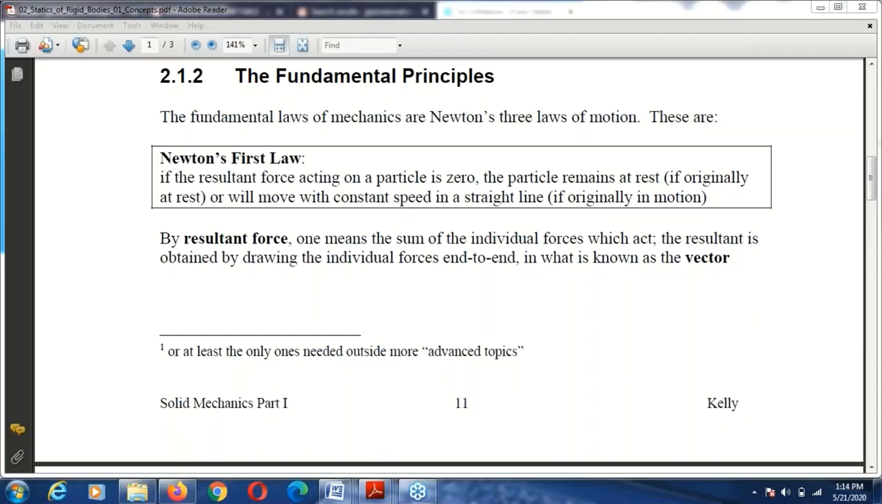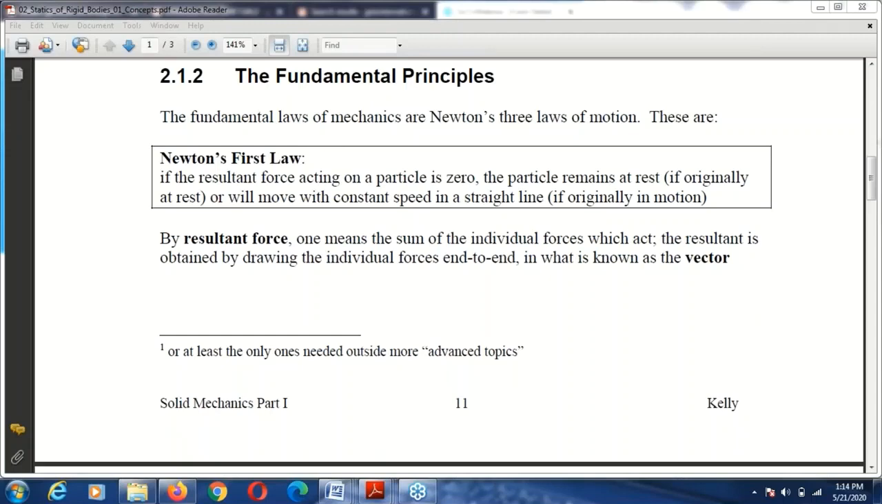So if we have a situation like that, according to Isaac Newton, if the resultant force acting on a particle is not zero, the particle will have an acceleration proportional to the magnitude of the resultant force and in the direction of this resultant force. I believe it's very clear.